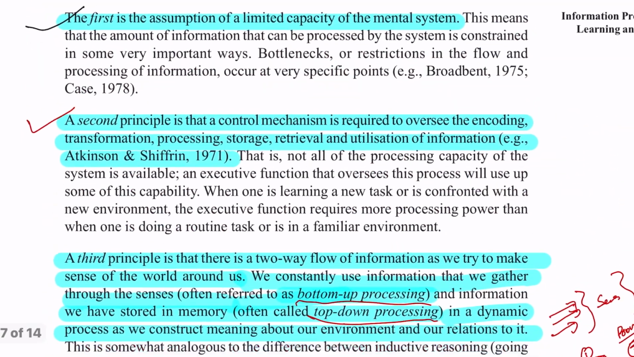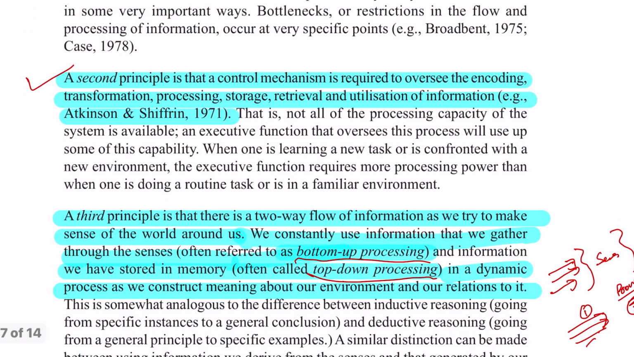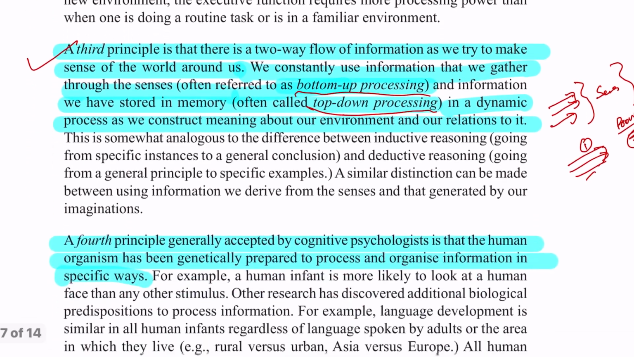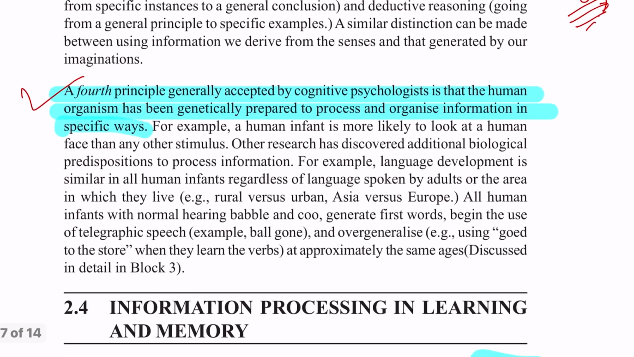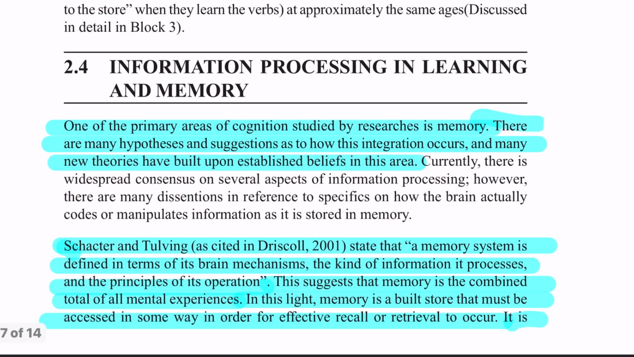So principle 1 was limited capacity. The second is that there is some control mechanism. The third is that there is a two-way process. And the fourth is that we are genetically prepared. And then we are coming to information processing in learning and memory. Learning and memory is very important, because how you learn, how you memorize and store the information, that will make you what you are.